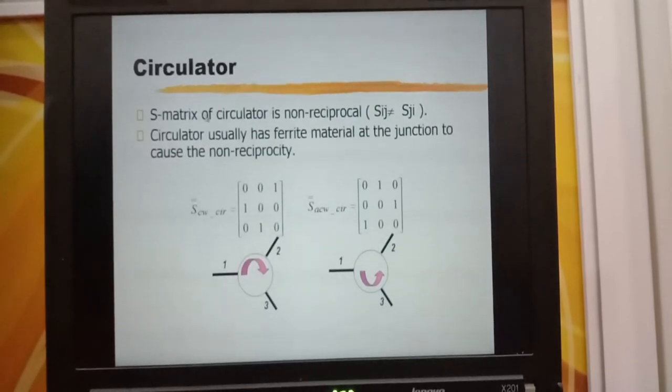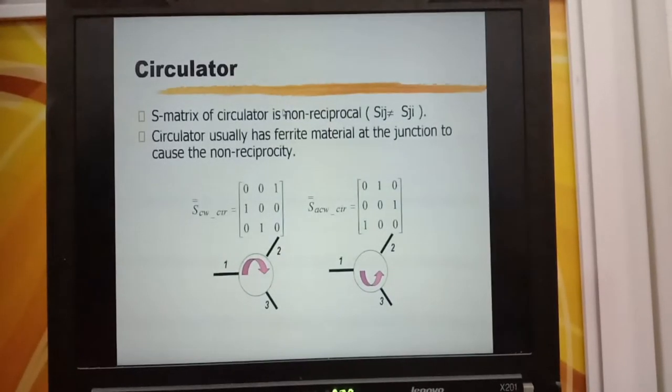One example of a non-reciprocal device is the circulator, which is a three-port network. The S matrix looks like this, or like this. There are two types of circulator. One is a clockwise circulator, another one is an anti-clockwise circulator. Notice that S12 is not equal to S21. So this is a non-reciprocal device.